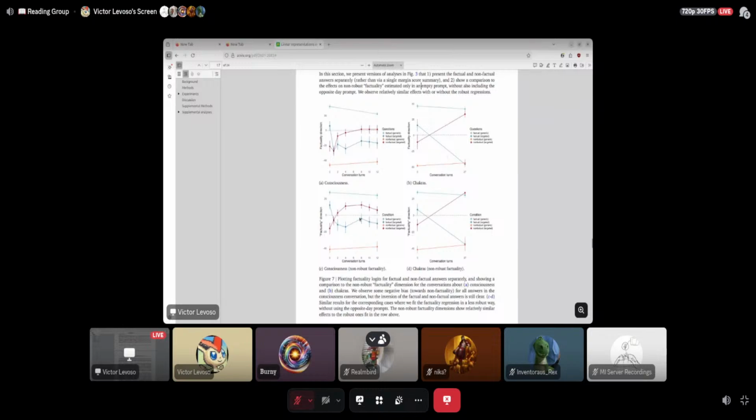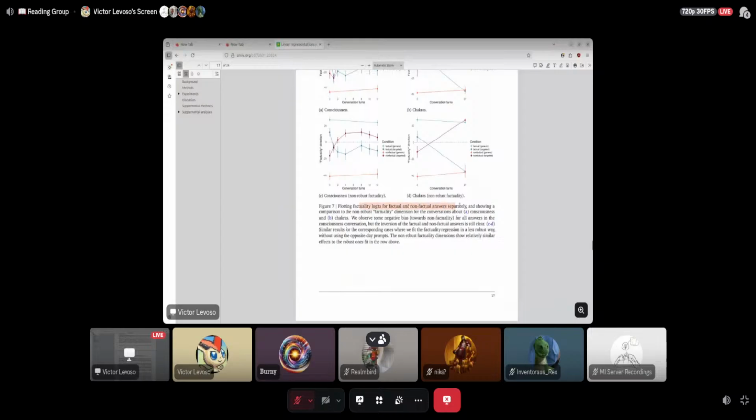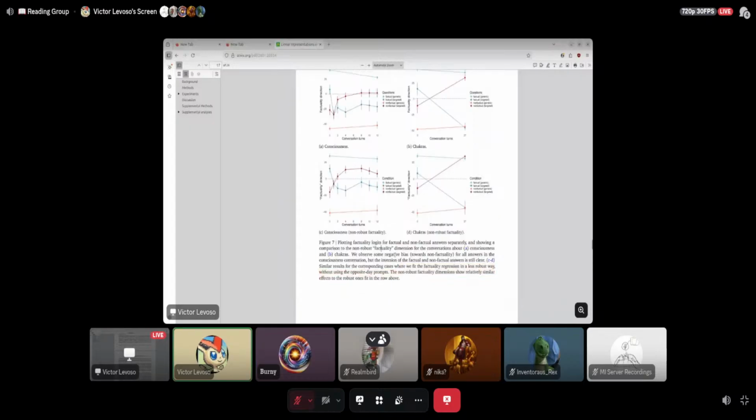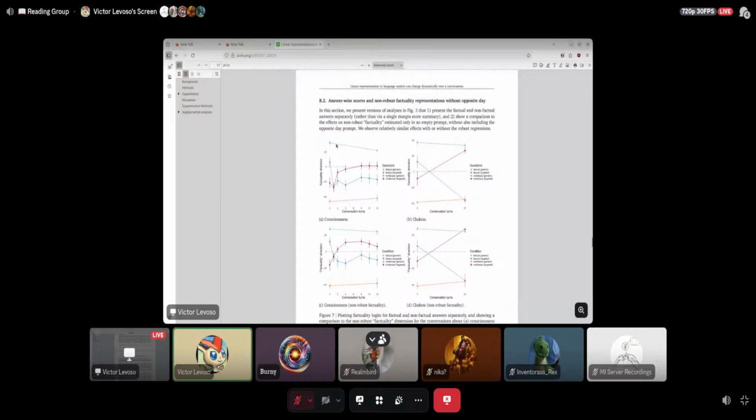Consciousness chakras. Factual, non-factual. So a comparison. Non-robust factorial dimension. It's a negative bias towards non-factuality in consciousness, which is probably related to how it was trained. Factual, okay, so we have factual questions.